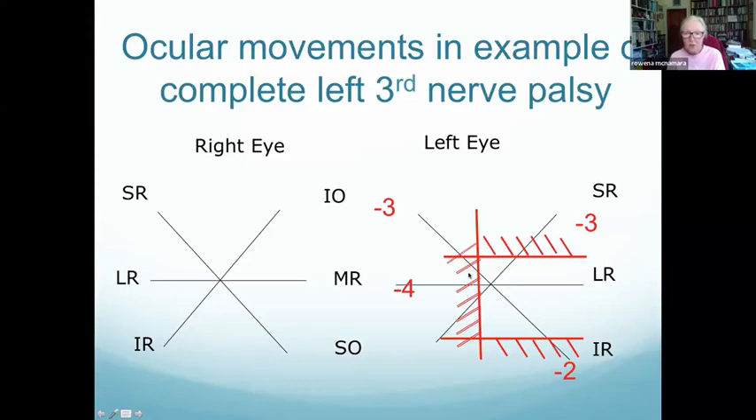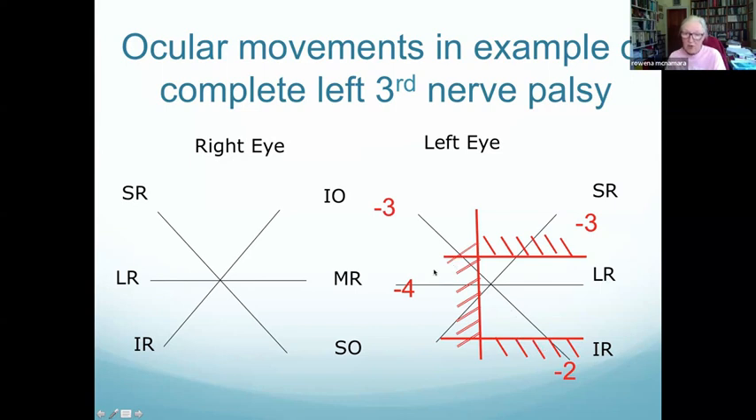So we transfer those marks that we put onto the 9 positions of gaze, we transfer them onto a diagram, and the eye is unable to move, so we make a hashed line to show that it is completely limited. So even when we cover the right eye, the left eye cannot move up, it cannot move in, and it cannot move down.